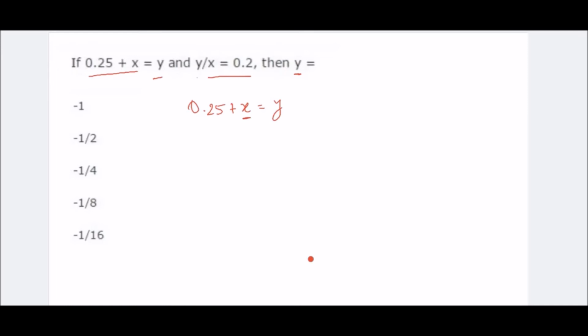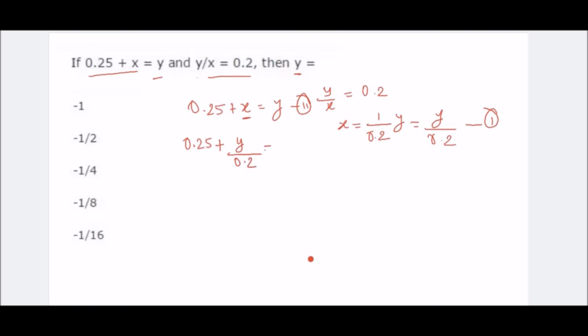So from the second equation we get the x value. y by x is equal to 0.2, then x is equal to 1 by 0.2 into y, or y by 0.2. So substitute this value in the first equation. It will become 0.25 plus y by 0.2 is equal to y. Then take common of 0.2, 0.25 into 0.2 plus y is equal to 0.2y.